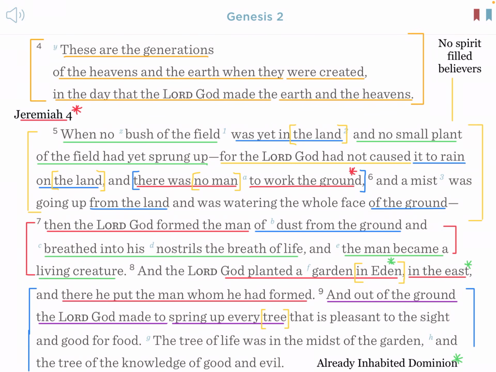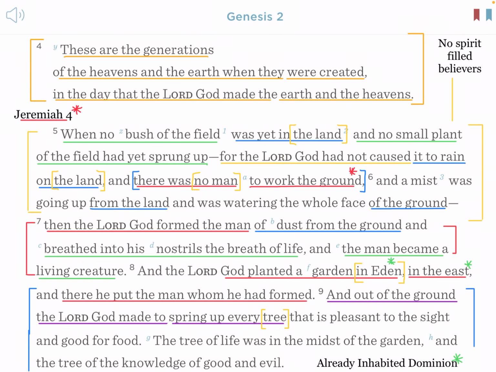And just as we find in Genesis 1:1 with the earth being unformed and void, and just as we find in Jeremiah 4 that that's referring to a people who is apostate and set aside and not knowing God, that there were no spirit-filled believers upon the land. Well, then in verse 5, we read, "No bush was of the field. There was yet no people, there was no one in the land.